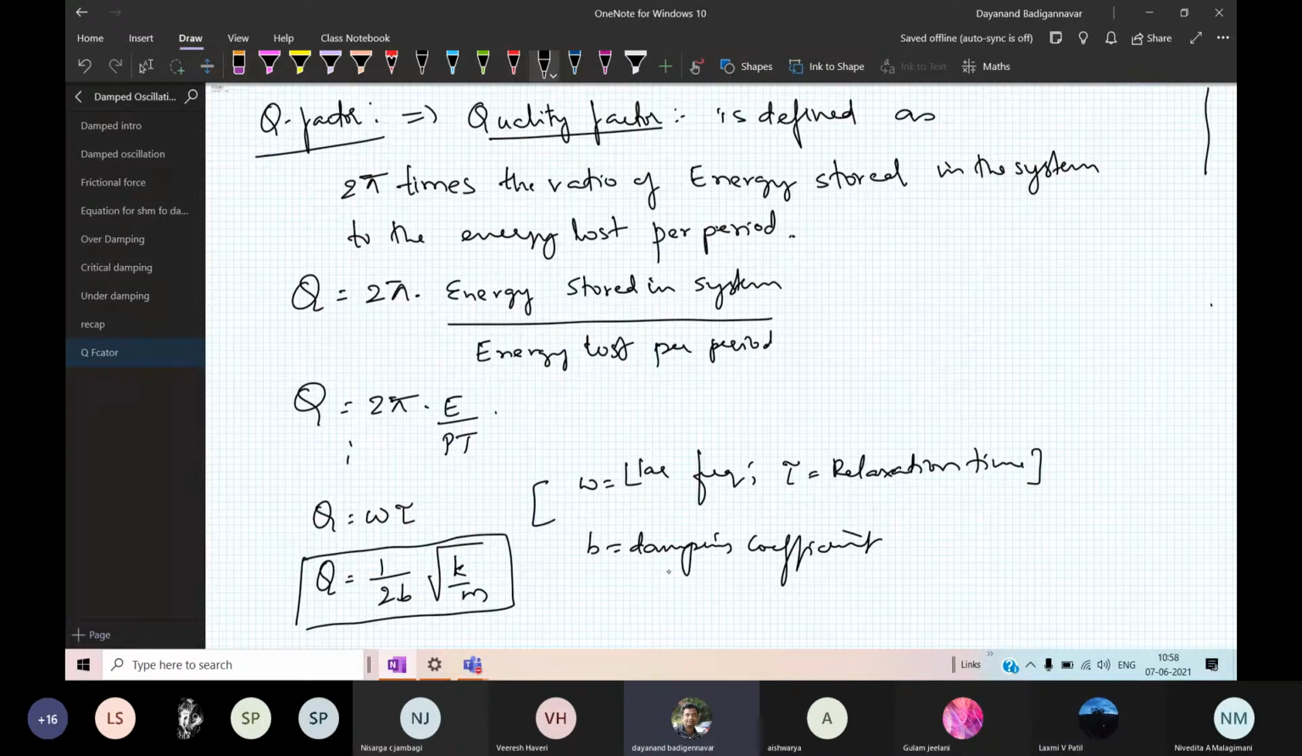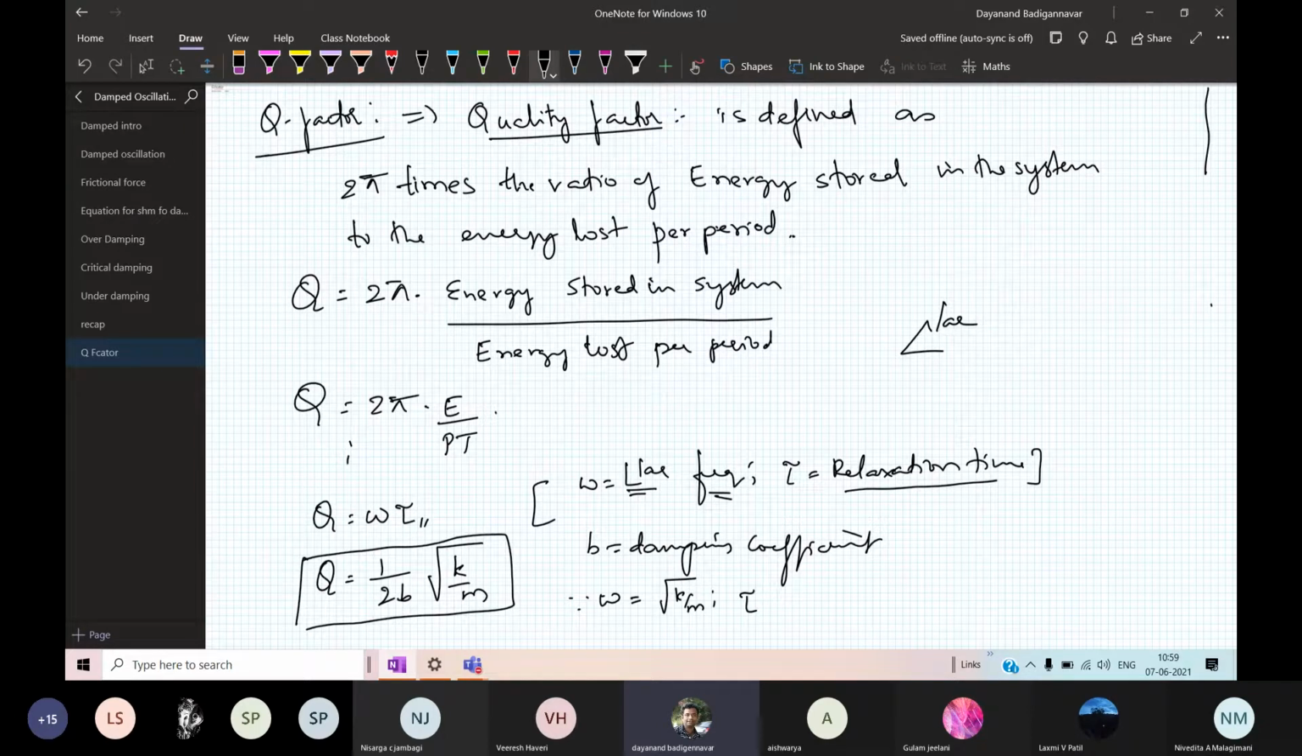This is because omega is the angular frequency, and tau is the relaxation time. Omega you know is root of k by m, and tau is the relaxation time, given by 1 upon 2b.